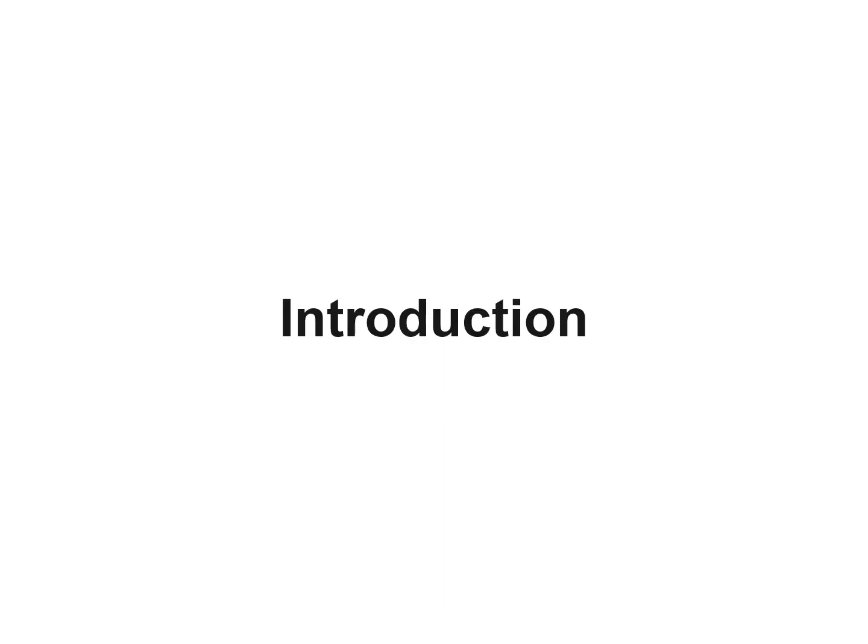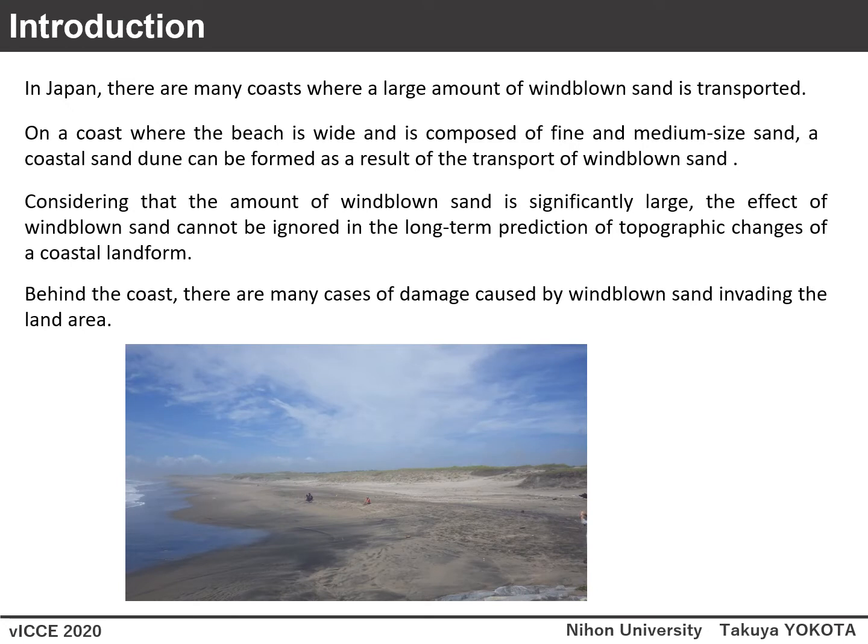The introduction. In Japan, there are many coasts where a large amount of windblown sand is transported. On a coast where a beach is wide and is composed of fine and medium-sized sand, a coastal sand dune can be formed as a result of the transport of windblown sand. Considering the amount of windblown sand is significantly large, the effect of windblown sand cannot be ignored in the long-term prediction of topographic changes of a coastal landform.